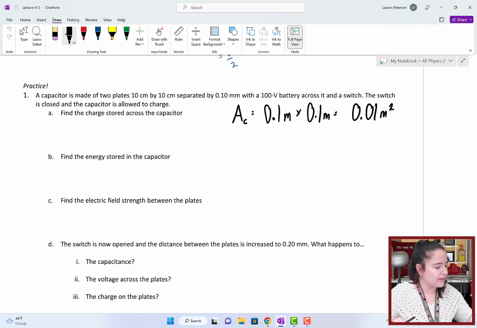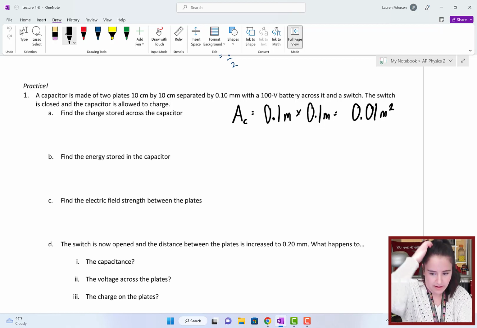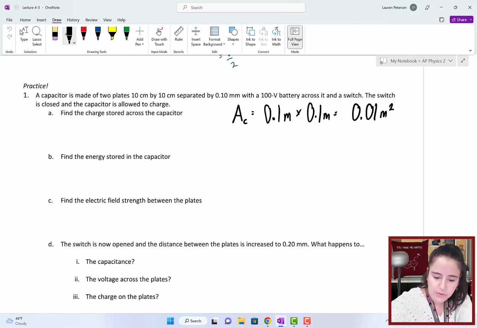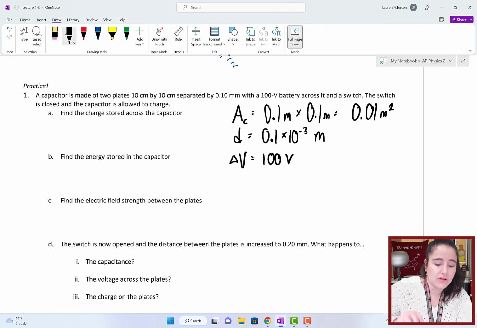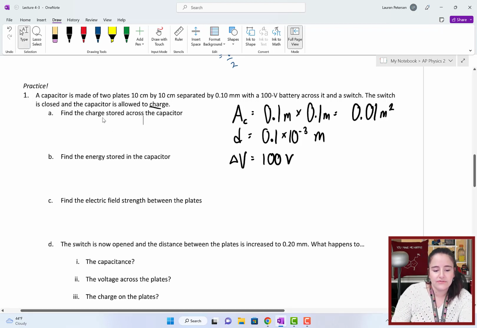The distance between the plates is 0.1 millimeters, so 0.1 times 10 to the negative 3 meters, with a 100-volt battery across it. So we have 100 volts. Okay, the switch is closed and the capacitor is allowed to charge. The first question says find the charge stored on the capacitor.